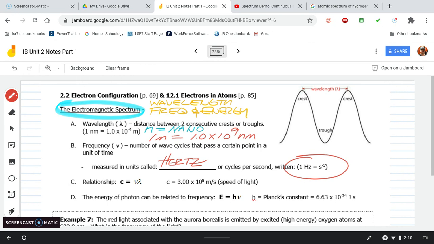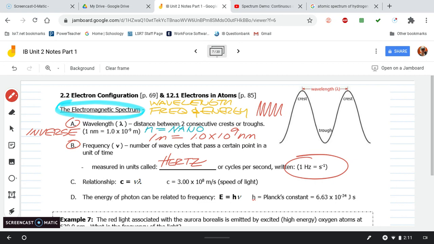What we want to understand is that if you stretch the wavelength out, the frequency is going to go down, because if you stretch the wave out, not many waves are going to go by in a second. But if you compress it and make it small like this, lots and lots of waves are going to go by in a second. So basically, wavelength and frequency have an inverse relationship, meaning if one goes up, the other goes down.